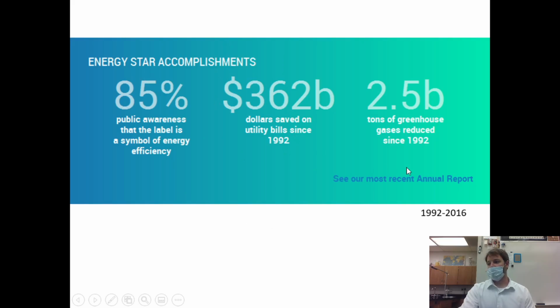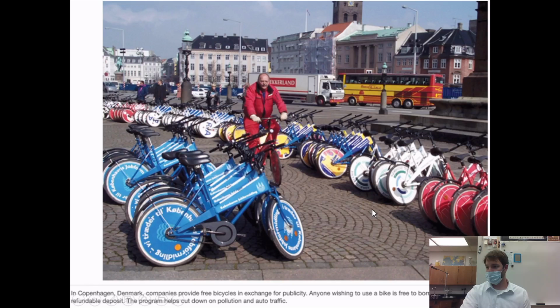So Energy Star accomplishments, this is from 1992 to 2016. 85% public awareness that the label is a symbol of energy efficiency. $362 billion saved on utility bills since 1992 for all of the Energy Star products sold. And 2.5 billion tons of greenhouse gases reduced since 1992. This is quite the accomplishment for this company, Energy Star, selling Energy Star appliances.